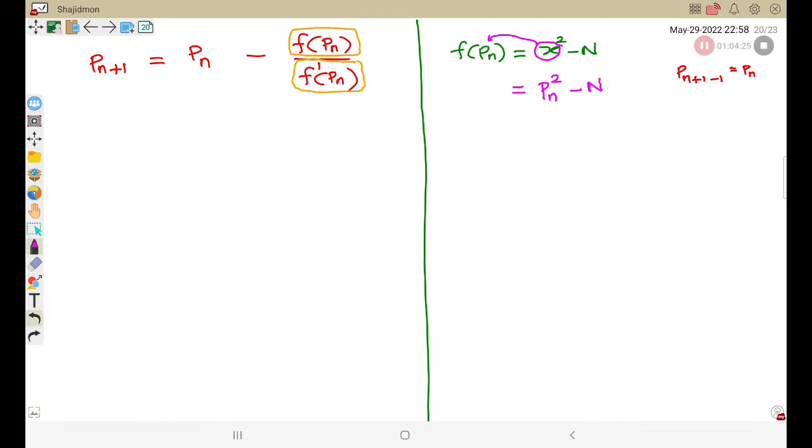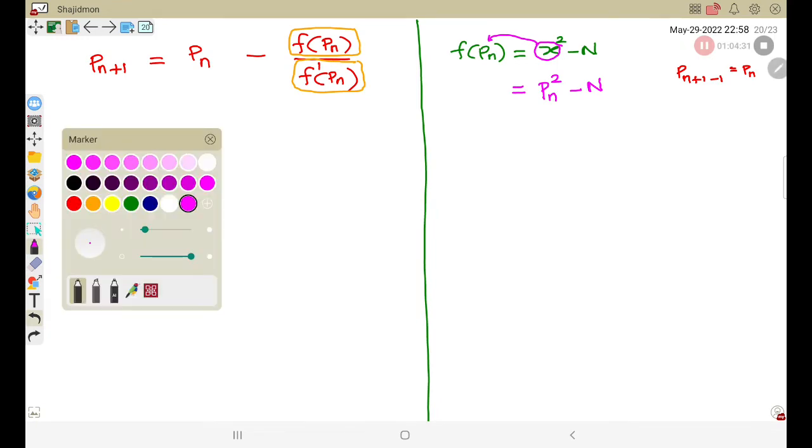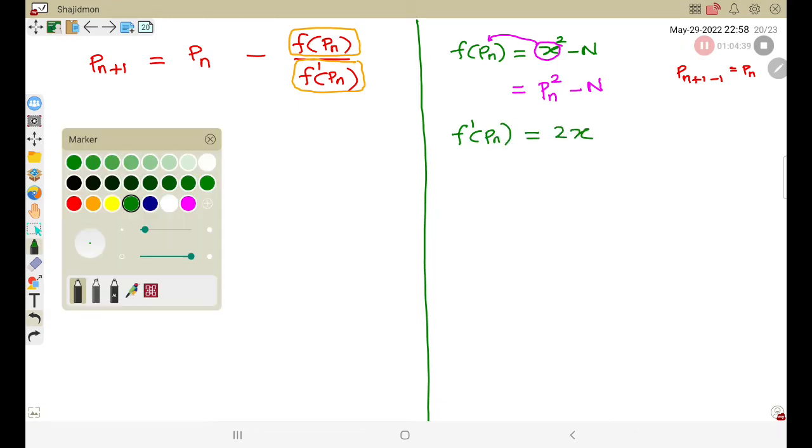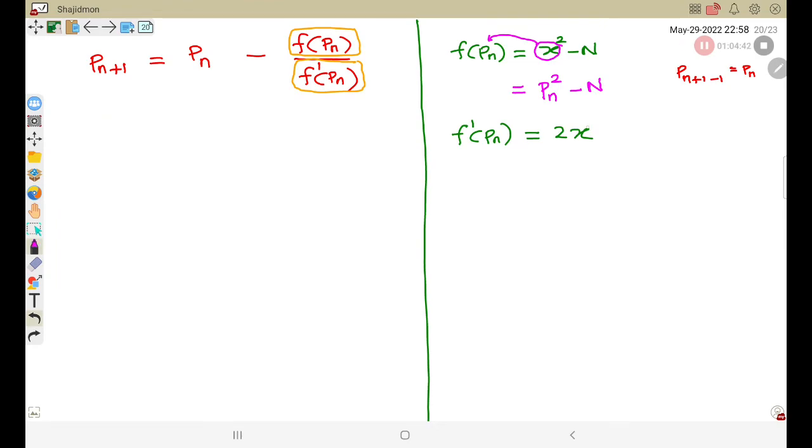So f of Pn equals Pn power 2, Pn square minus n. Same way we need to check what is f dash of Pn. What is f dash of x? 2x, correct? So what will be f dash of Pn? x means we need to replace by Pn, correct? So how can we write? 2 multiply x, means Pn. Correct? I hope you understood. 2 multiply Pn.